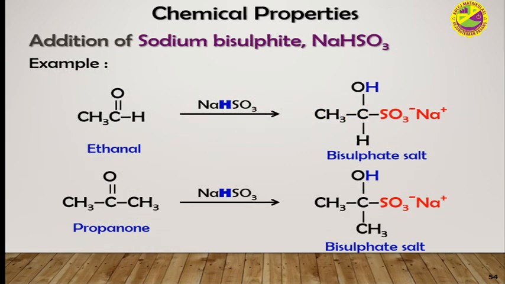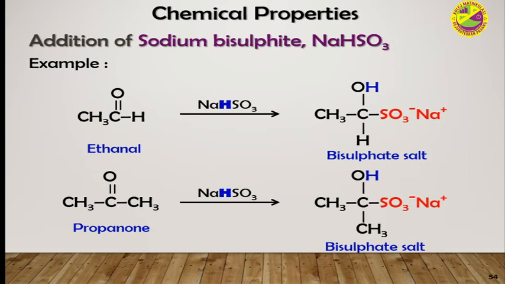First, we have ethanal that undergoes reaction with NaHSO3. The carbon double bond O is lost. The hydrogen from NaHSO3 goes to oxygen and it becomes OH, and another single bond from the carbon is attached to SO3 minus Na plus. The same goes for the following example, which is a propanal.